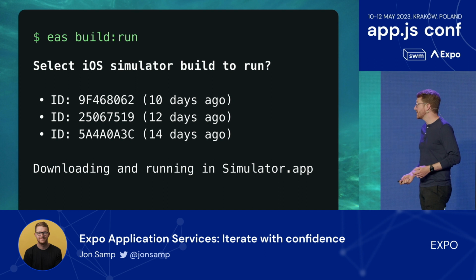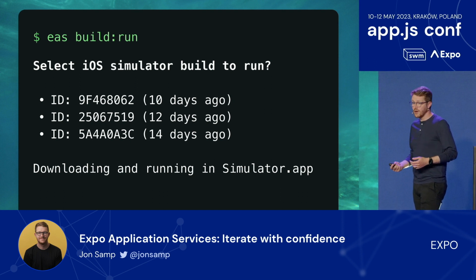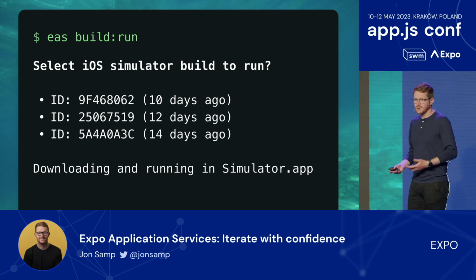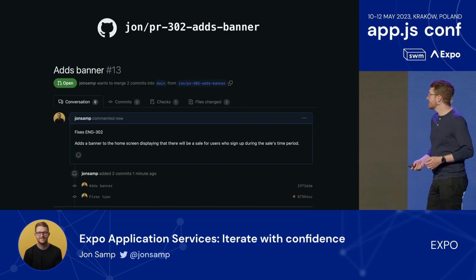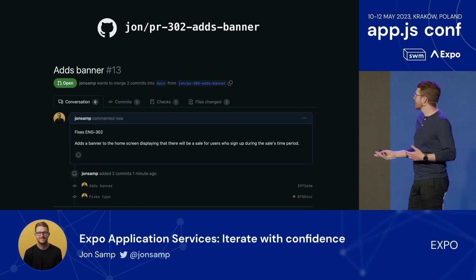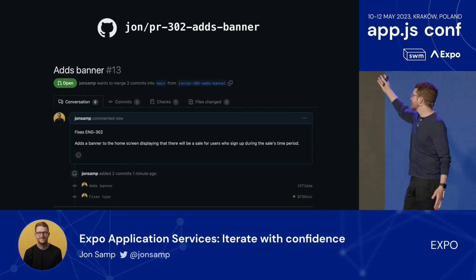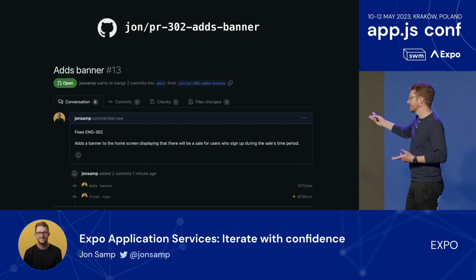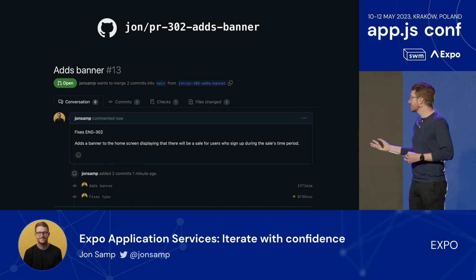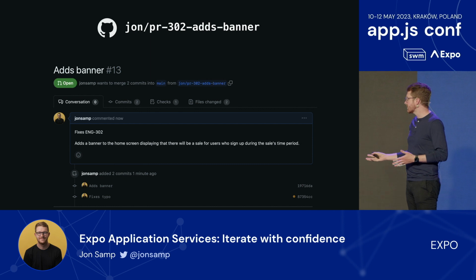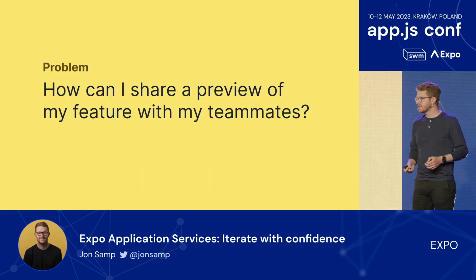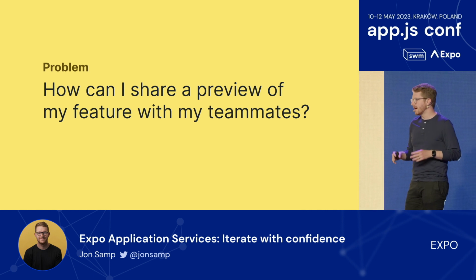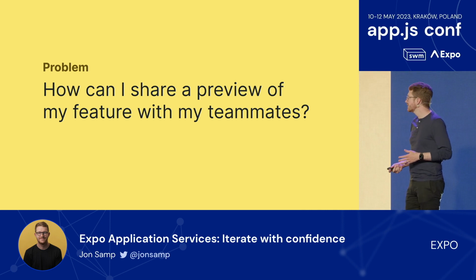Now, running things on emulators and simulators is one way to test your code, but one thing I do a lot is I make PRs. Imagine that we've made a PR together that adds a banner to our app. It might be called PR302 adds banner, and it might look like something like this. If I want one of my teammates to view this feature and to also look at the code, I kind of run into this problem, which is how can I share a preview of my feature with my teammates?